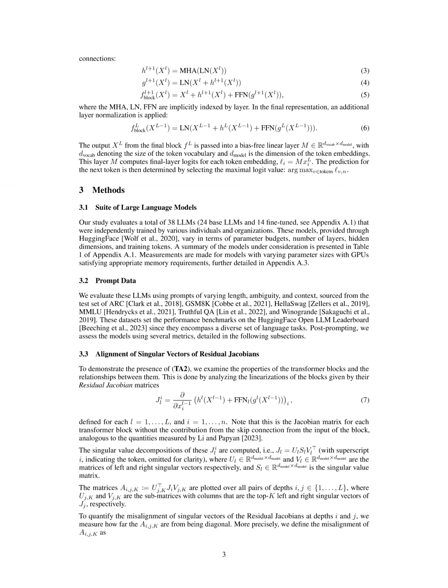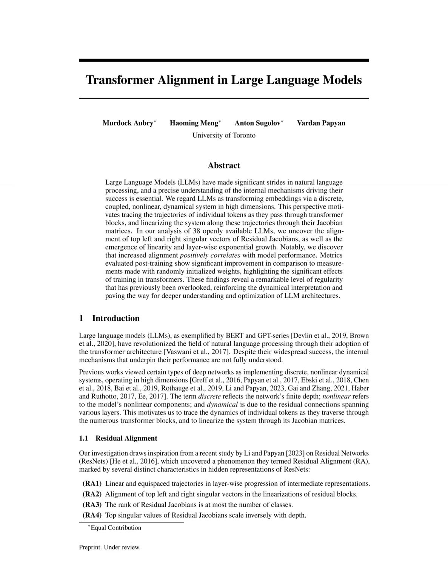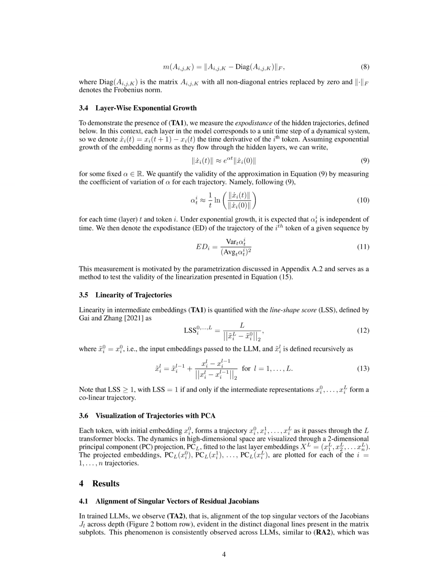The method is validated or tested by examining the properties of the transformer blocks and the relationships between them through the analysis of linearizations of the blocks given by their residual Jacobian matrices. The Jacobian matrices for each transformer block are computed, and their singular value decompositions are analyzed. The alignment of the top singular vectors of the Jacobians across depth is observed in trained LLMs, demonstrating the presence of transformer alignment, TA2. This alignment emerges through training, as evidenced by the distinct diagonal lines present in the matrix subplots.